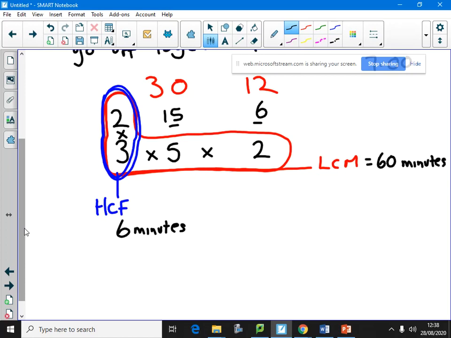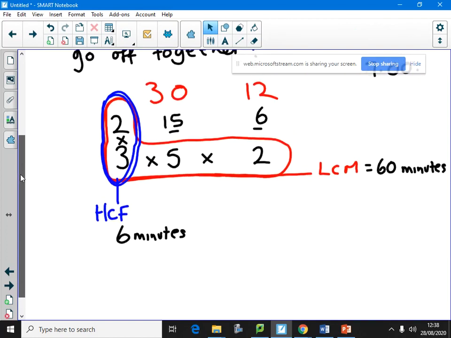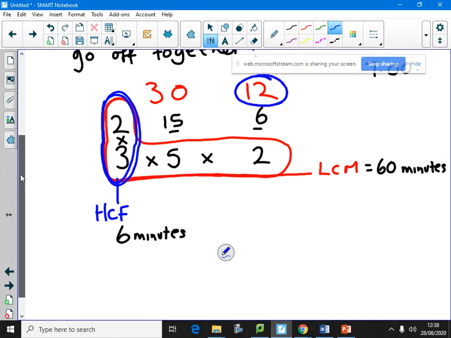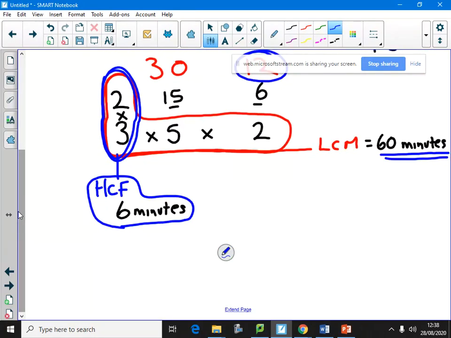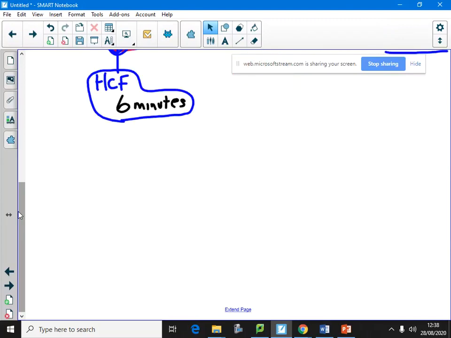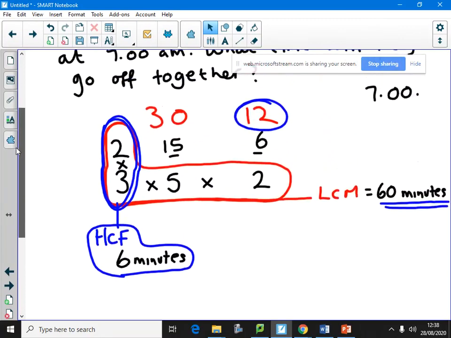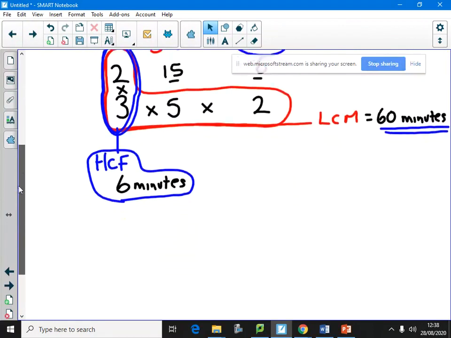Now, which one would you use? If one went off at 12 minutes, it can't be every 6 minutes. It can't be. So I'm going to use this one as the answer. So a little bit of common sense there, and you'll get the answer. So what time will they go off together? Please make sure you answer the question. This is really important. There's all your working out. You're going to get full marks for your working out there.